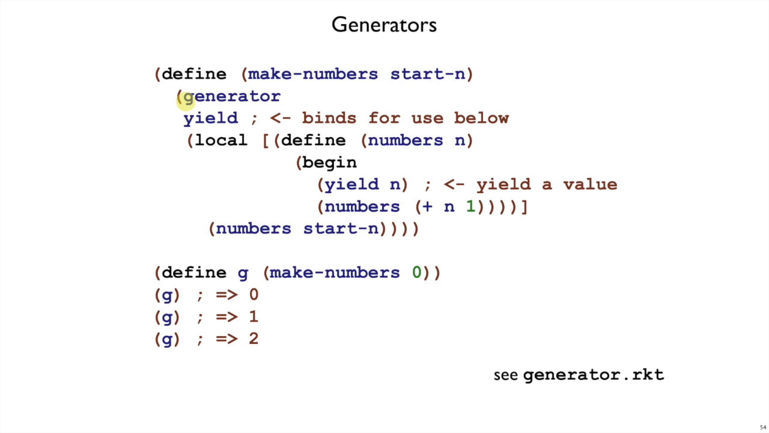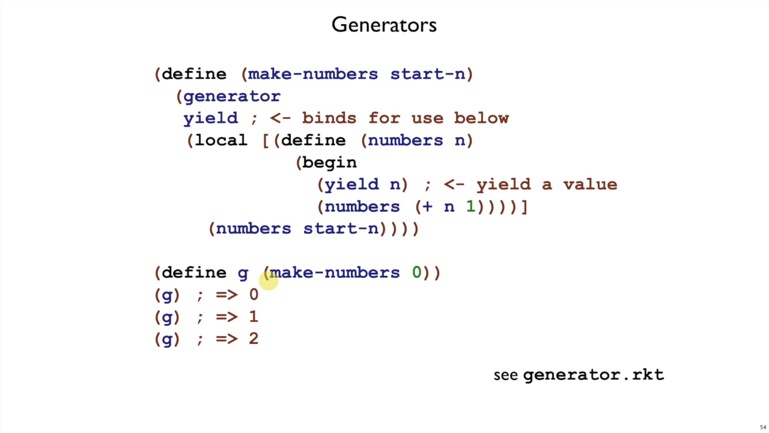Here I've got a generator form which we're going to implement. Unlike a Python generator, we explicitly say the name that we want to use for yielding. So that's what this yield is. And this generator, created by make numbers, is going to be one that keeps yielding ever larger numbers.